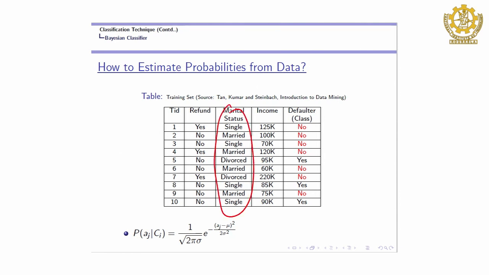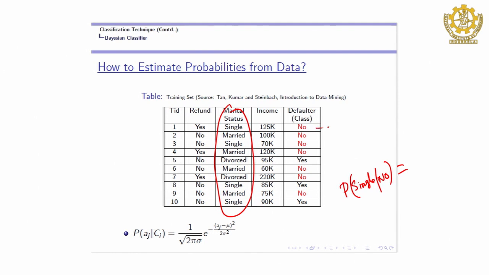So, this is marital status. Marital status is a categorical attribute, right? How many values are there? There are 3 values. Now what you do is compute the probability of, let us say, single given class no. If you draw the analogy, what is the probability of single given class no?